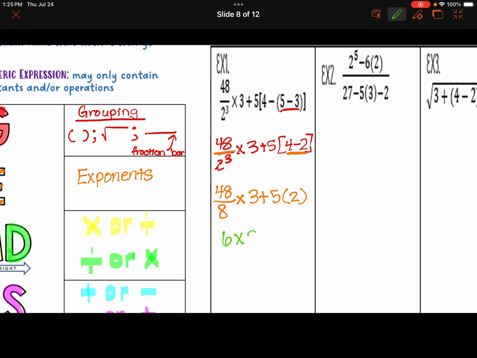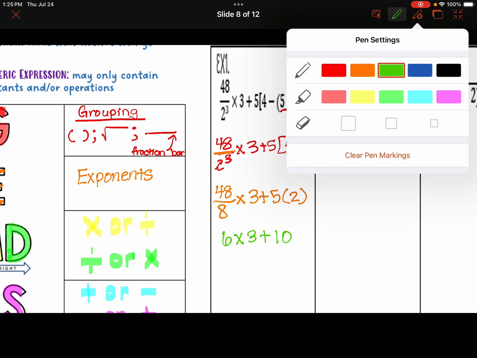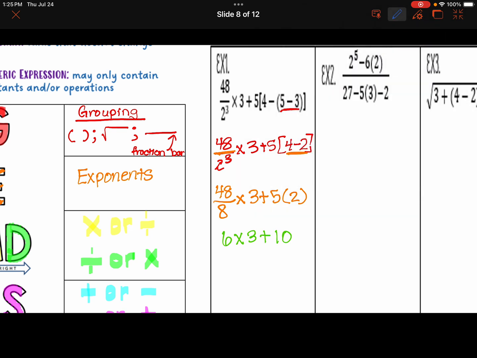And then I've got times 3 plus, and now I see multiplication, so I can go ahead and multiply. 5 times 2 is 10. I still see multiplication, so next I'm going to go 6 times 3 is 18. And then I will finally do that last addition. 18 plus 10 is 28. And so this numeric expression simplifies down to that constant 28.